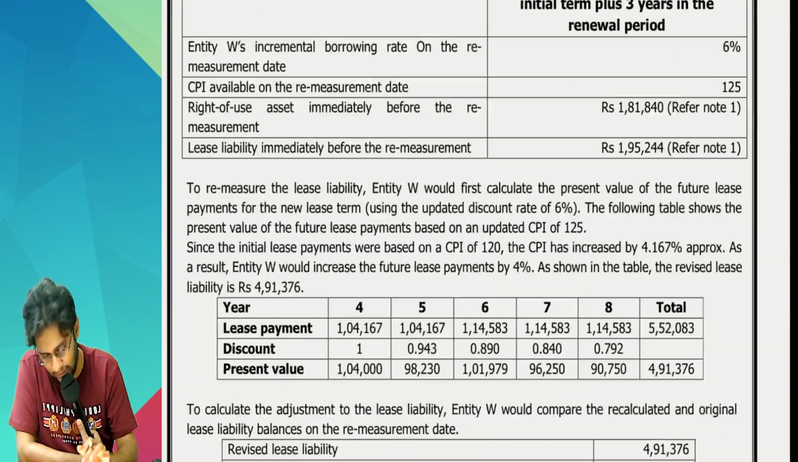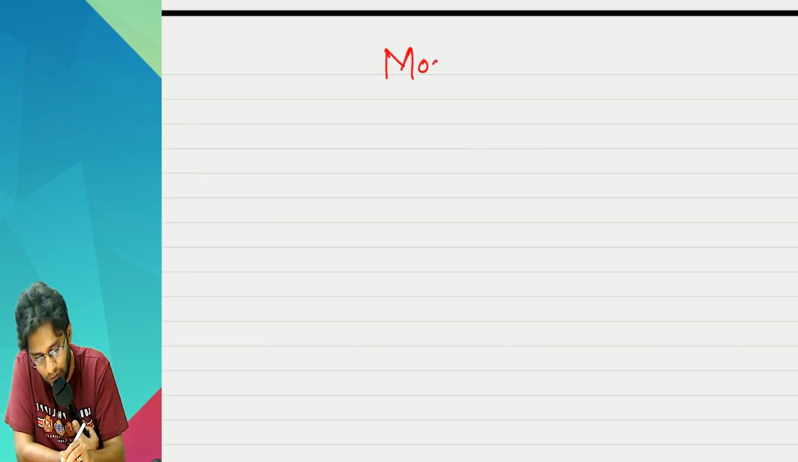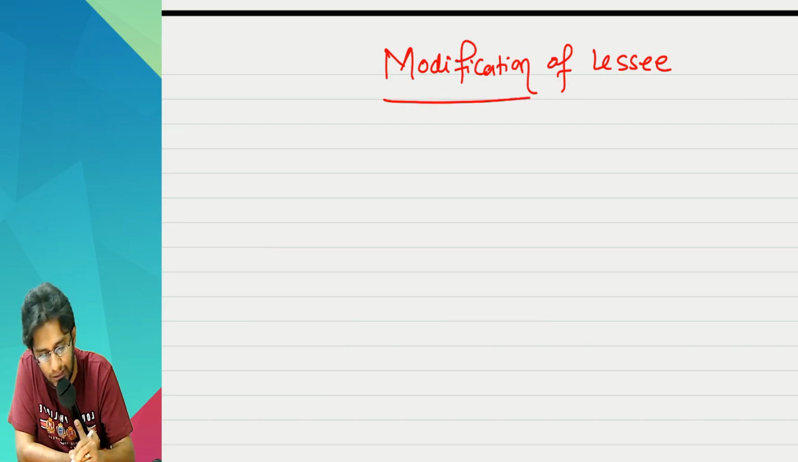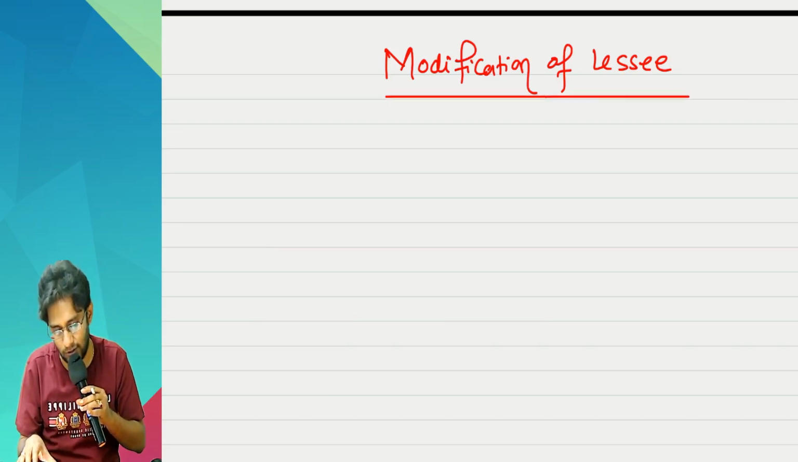Okay, next concept you have to discuss. Okay guys, now let's come to modification. This is almost the last aspect in lessee, sir. After this, two small concepts are there. With that, lessee accounting is over. Then lessor. Lessor next session we will do. Lessee we have to finish up today.